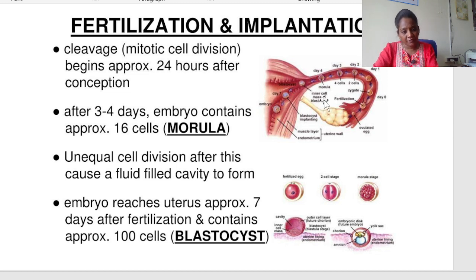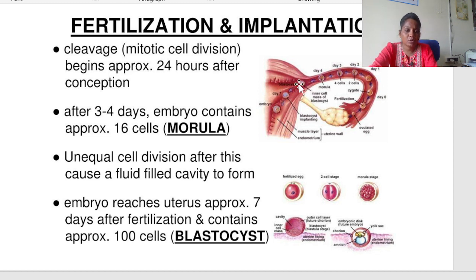So first fertilization will occur, that is called conception, and after that the cleavage, the cell division, will take place after 24 hours, and the 2 cell stage becomes 4, 4 becomes 8, 8 becomes 16, and the 16 cell stage is called a morula, and it requires a minimum of 3 to 4 days. Unequal cell division after this causes a fluid filled cavity to form, and the embryo reaches the uterus. That means these two fused together, got married, and started traveling to the parent house, let's call it the uterus.